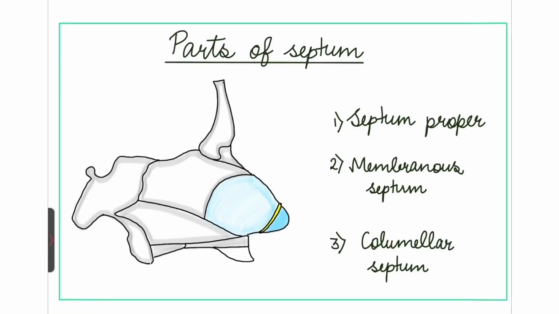Namaste. In this video, we will understand the parts of the nasal septum. The posterior part of the nasal septum, as you can see, is bony, and the anterior part is cartilaginous.